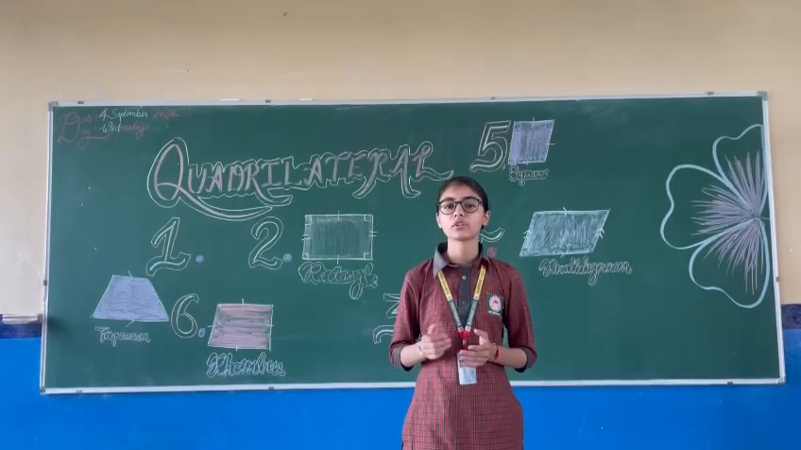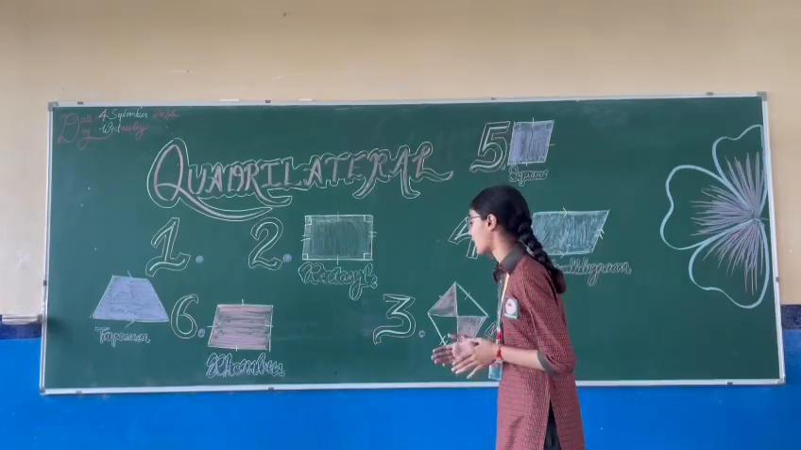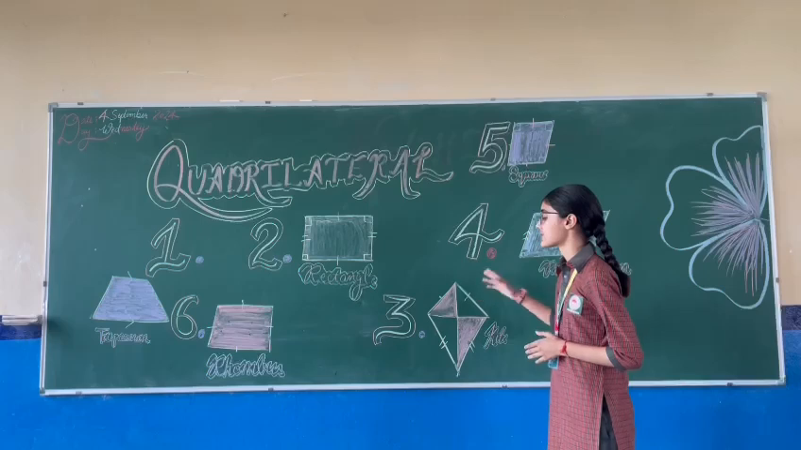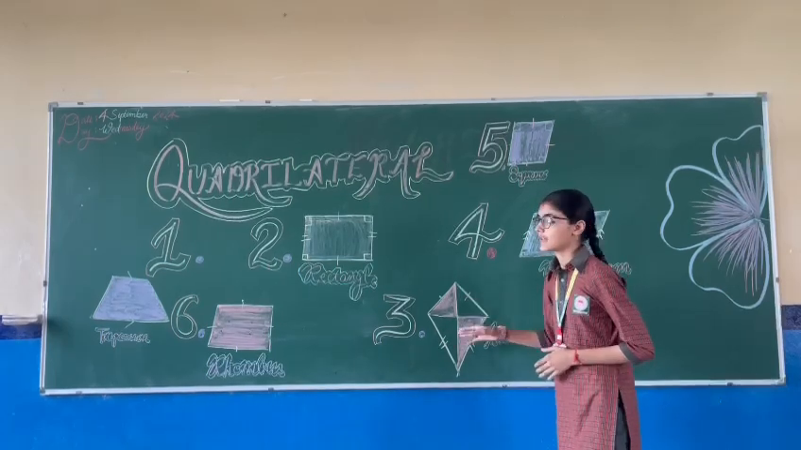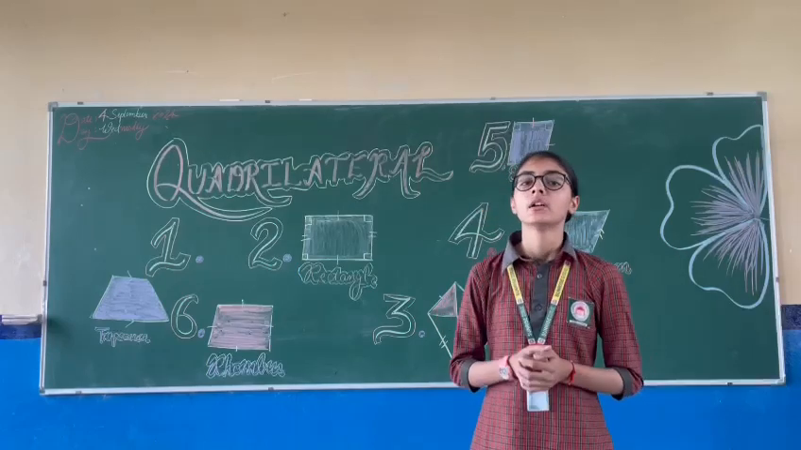Now, I would like to tell you about the kite. A kite is a quadrilateral in which adjacent sides are equal and opposite sides are unequal to each other. Now, I would like to tell you about the trapezium.